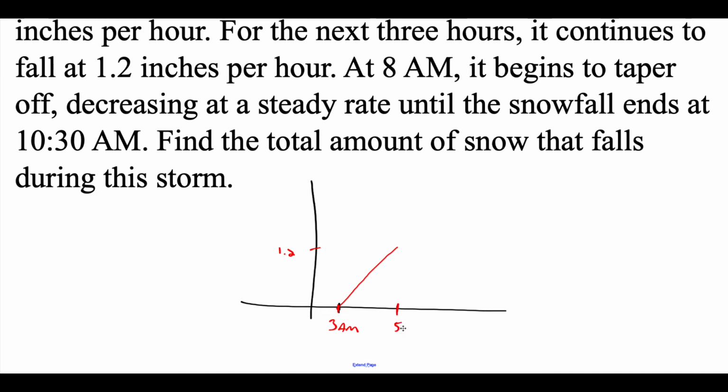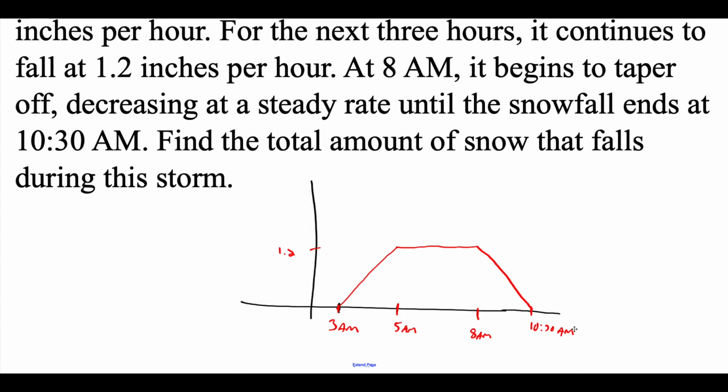So now at this line, we're going to call that 5 a.m. Then for 3 hours, it was a steady rate of 1.2. So this horizontal distance is 3 hours. So now we're at 8 a.m. And then it says at 8 a.m., it began to taper off at a steady rate until 10:30 a.m. when it stopped snowing. So over here, this will be 10:30 a.m. And we're going to use this picture to help us try to determine how much snow fell during the snowstorm.